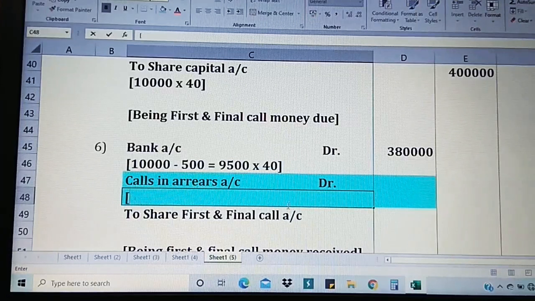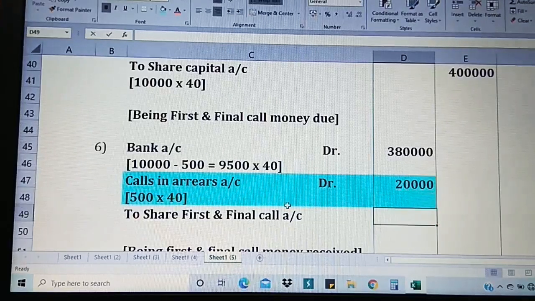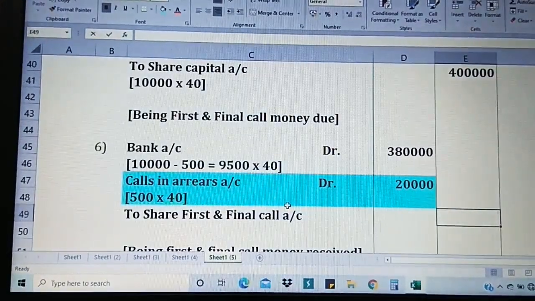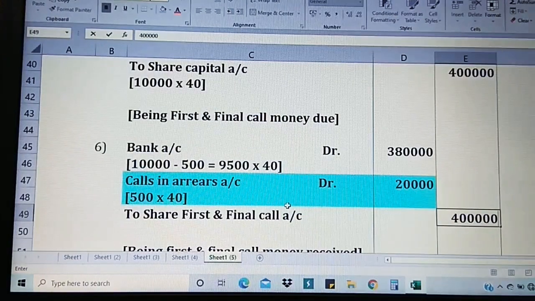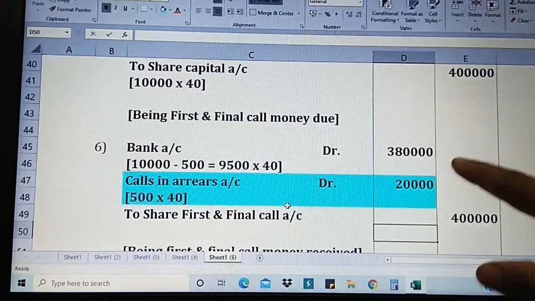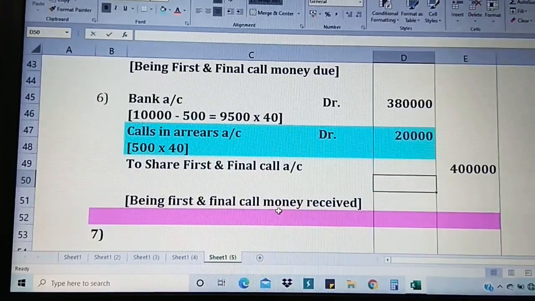So what is the arrear here? 500. So what is the rate? The same. So what will be the balance which we have to take up? 20,000. So what is the total that is to be actually received from the first and final call on issue of first and final call shares? 4 lakh. So out of 4 lakh, 3,80,000 is received, 20,000 is arrear. So this is the entry here, being first and final call money received.